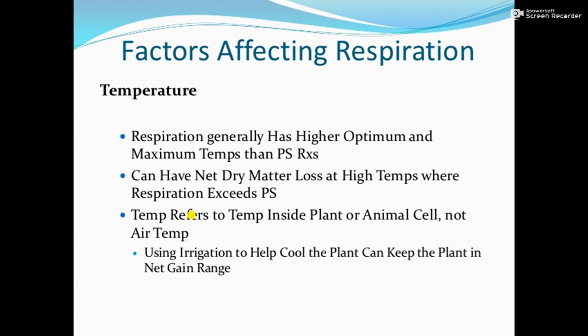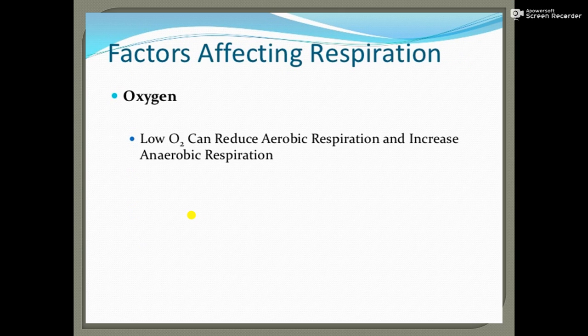Temperature. Respiration generally has a higher optimum and maximum temperature than photosynthesis, so respiration can exceed it. There can be a net dry matter loss at a high temperature where respiration exceeds photosynthesis. Temperature refers to the temperature inside a plant or animal cell, not the air temperature. Using irrigation to help cool the plant can keep the plant in the net gain range.